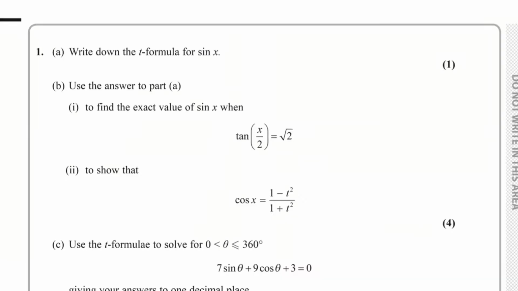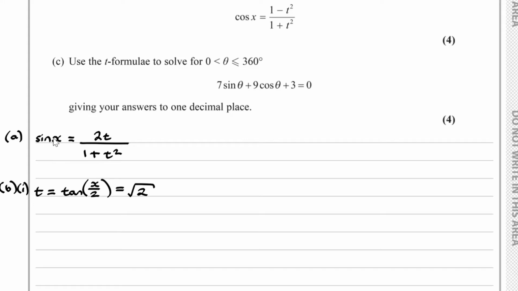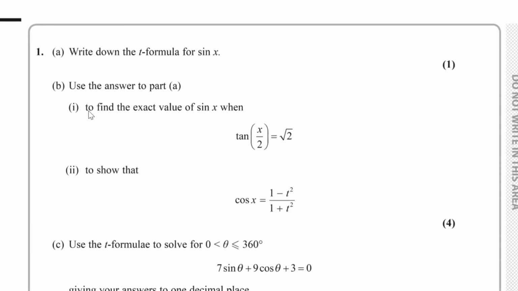For question 1, part A, we have to write down the t formula for sin x. That's quite straightforward. Sin x is equal to 2t over 1 plus t squared. For part B, we have to use our answers to part A to find the exact value of sin x when tan of x upon 2 equals root 2, and then show that cos x equals 1 minus t squared over 1 plus t squared.